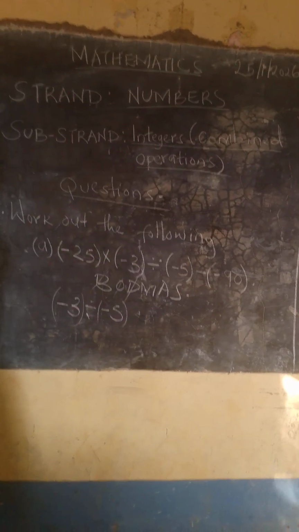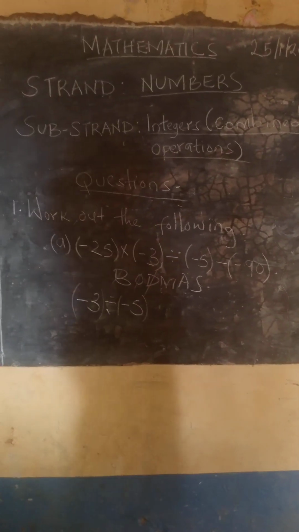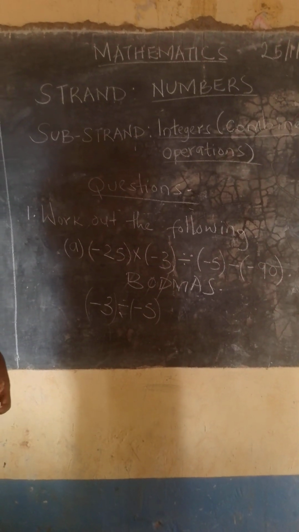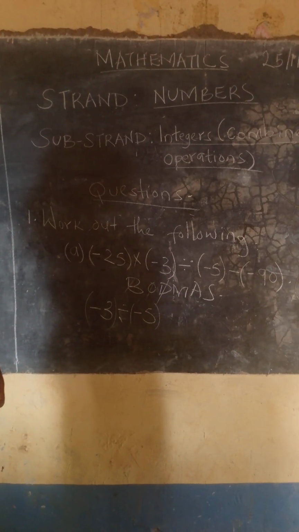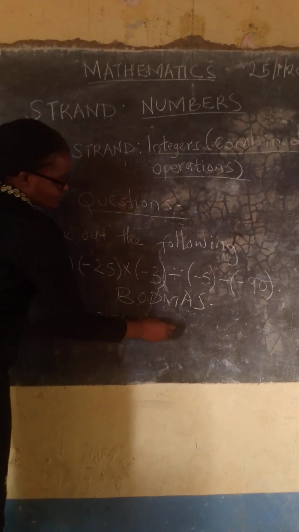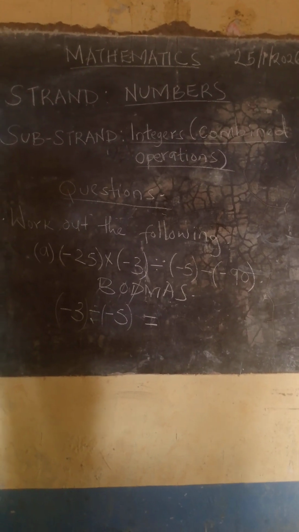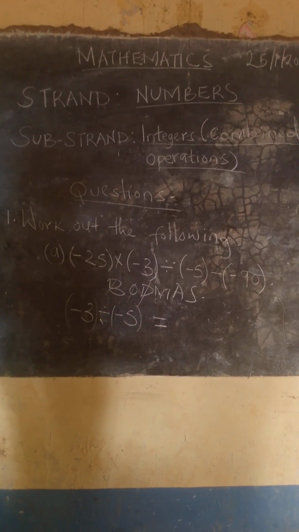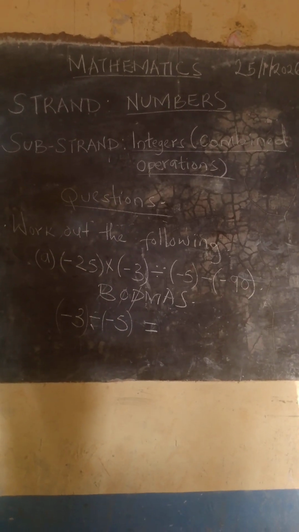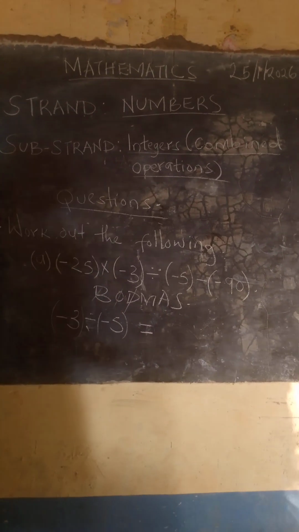In division of integers, we say that when we divide a negative integer with a negative integer, we are supposed to get, yes, Mutanu? A positive integer. So this is going to be, what is negative 3 divided by negative 5? Maybe in a fraction form or decimal. Beatrice? 0.6.